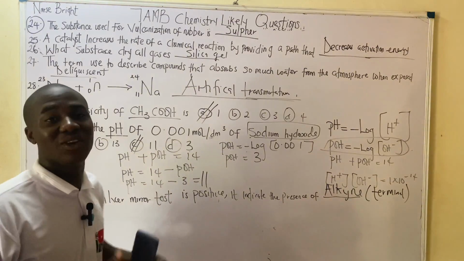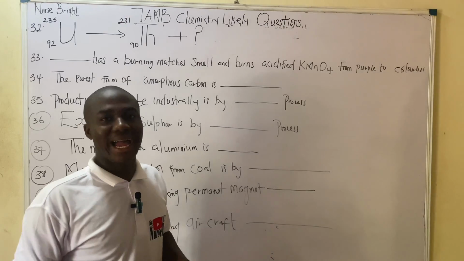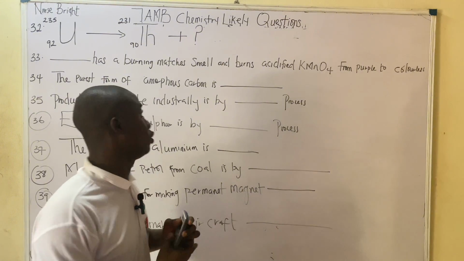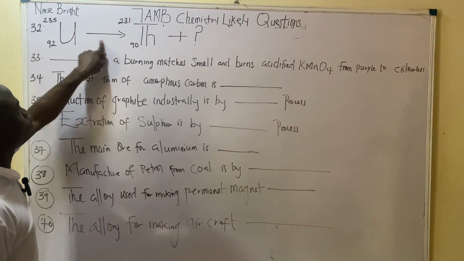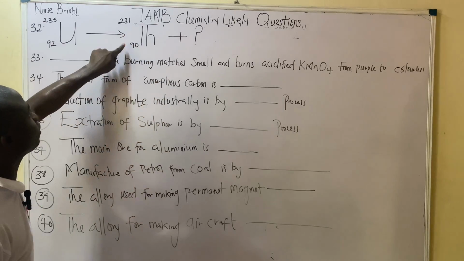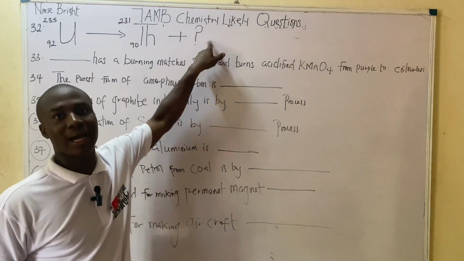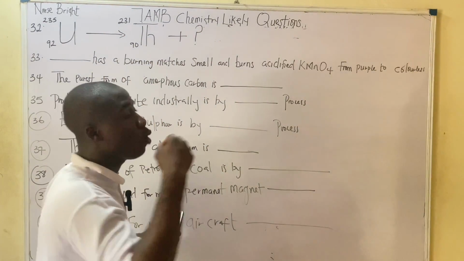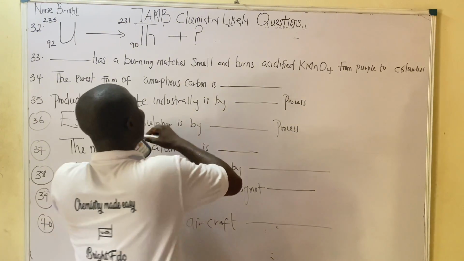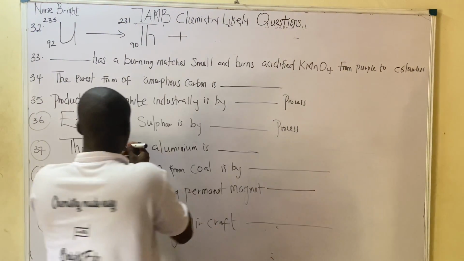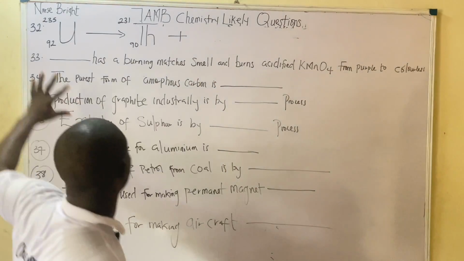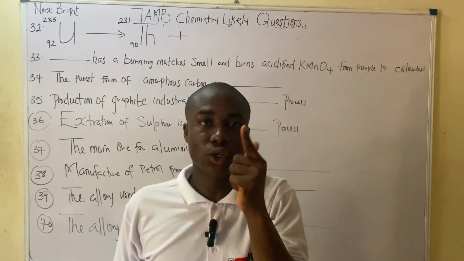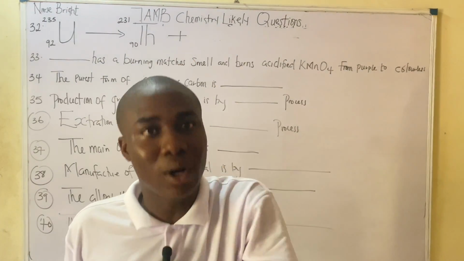So let's get over to the next group of questions. Okay guys, let's get over to the next question, which says U23592 to give us TH23190 plus question mark. This question mark signifies what they are asking us to get. So they are asking us to identify what should be here. It's very easy. Now, this is a reaction, and this reaction is simply called a nuclear reaction.